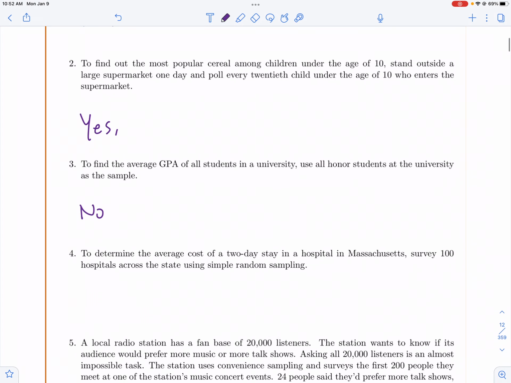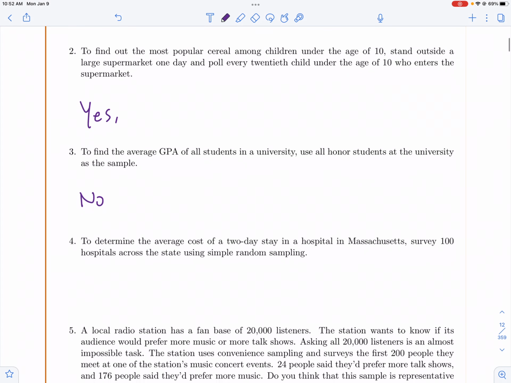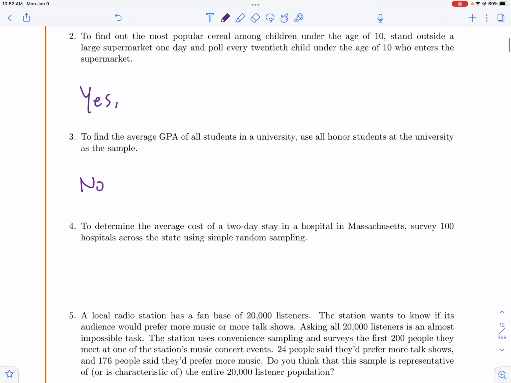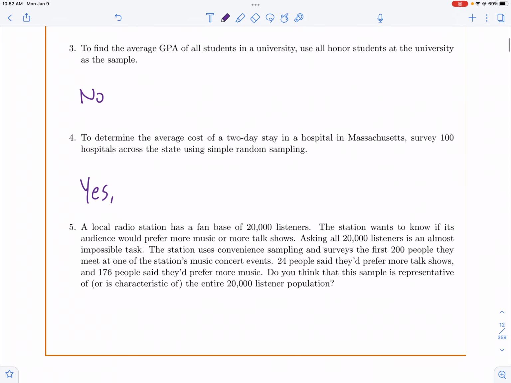For number 4, determine the average cost of a 2-day stay in a hospital in Massachusetts. Survey 100 hospitals across the state using simple random sampling. This is pretty much the textbook best way to get representative sample data. We're using simple random sampling, we surveyed 100 hospitals, everything's perfect for this one. This looks good.